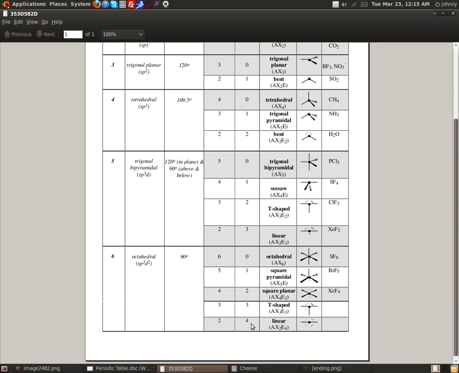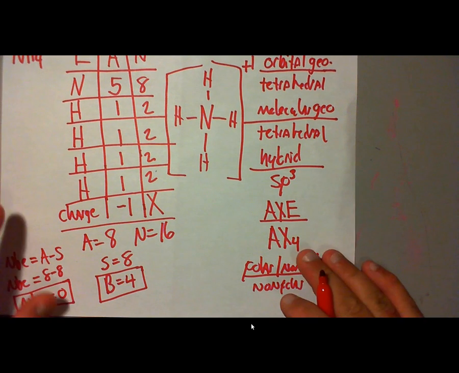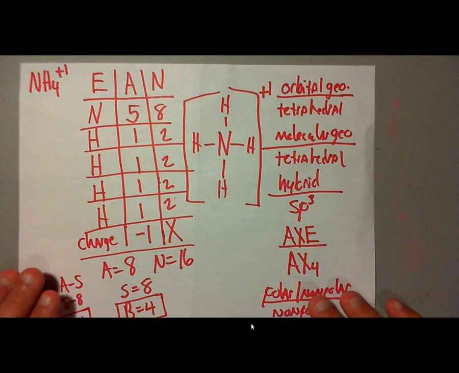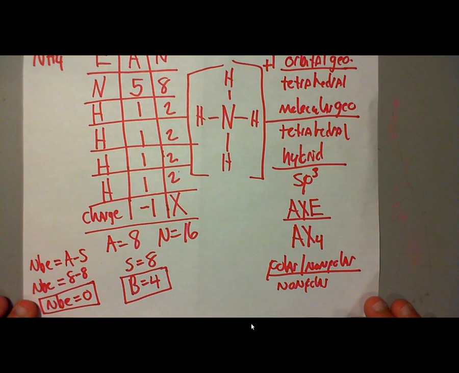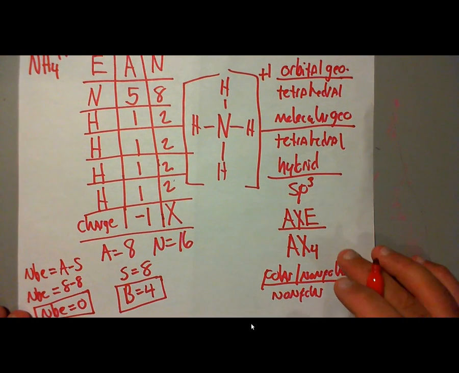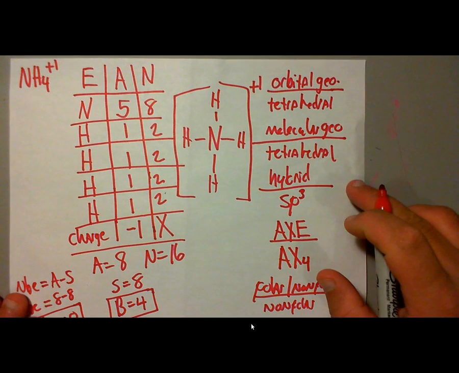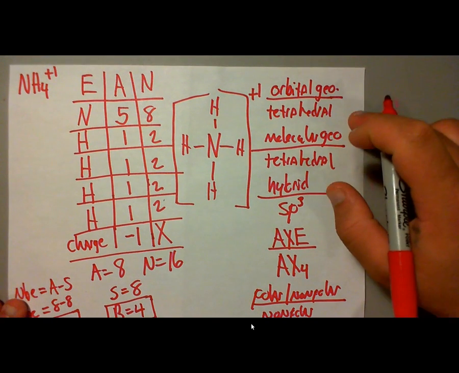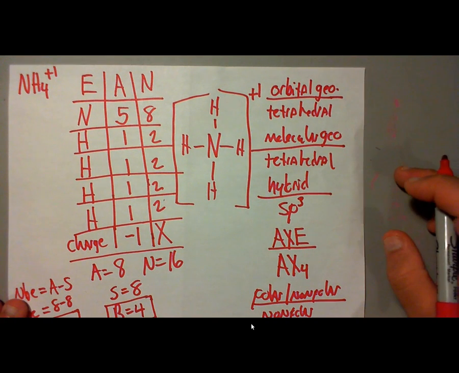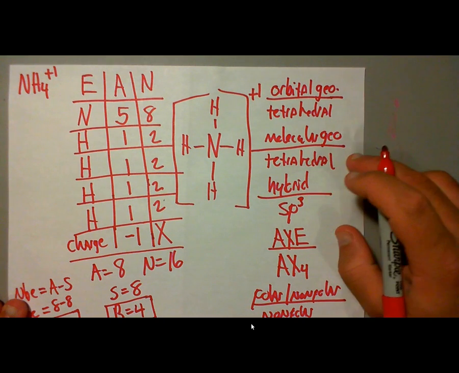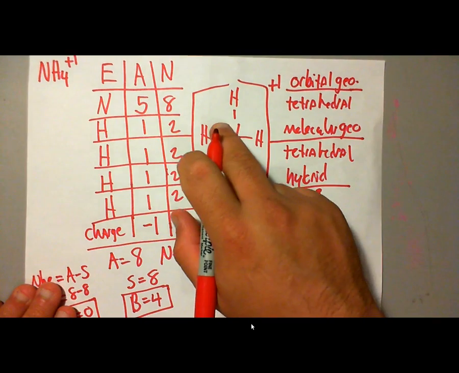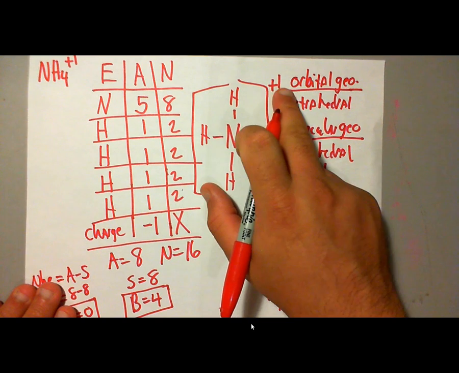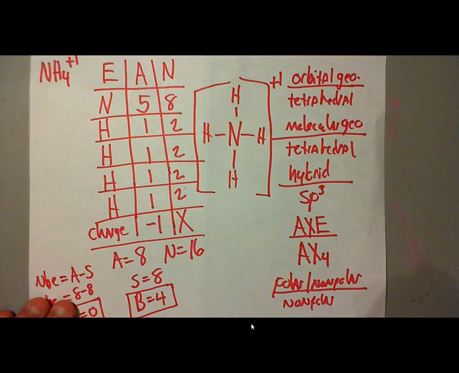So there you go. Well, I hope that was helpful walking you through this. Here's the problem one more time. The ammonium ion written out. The number of non-bonding electrons, 4 bonds, nonpolar, AX4, hybridization SP3, molecular geometry tetrahedral, and orbital geometry tetrahedral. So just don't forget to put your ion in brackets and throw the charge to the top right, and you should be good to go, guys.